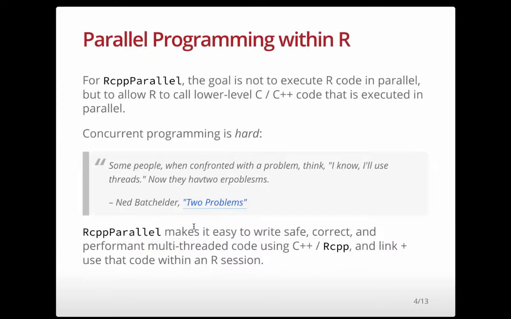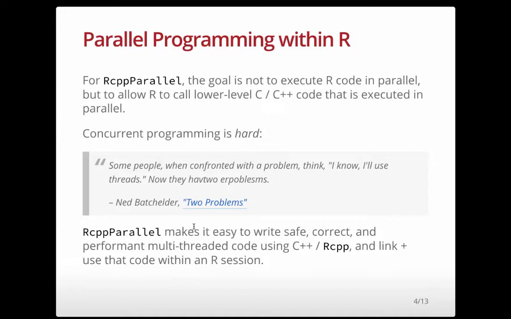Now, what RcppParallel does is a bit different from the R family of parallel packages. The goal in RcppParallel is not to execute R code in parallel, but to allow R to call lower-level C or C++ code that is executed in parallel. Whether you've got a laptop with 2 or 4 cores, a desktop with 4 cores, or some supercomputer that has, say, 32 or 64 cores and a ton of memory, the goal of RcppParallel is to put those cores to their best use for whatever algorithms you're trying to implement.